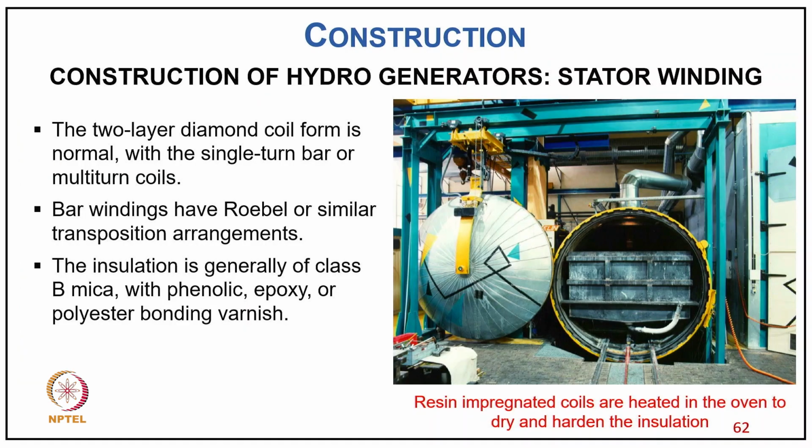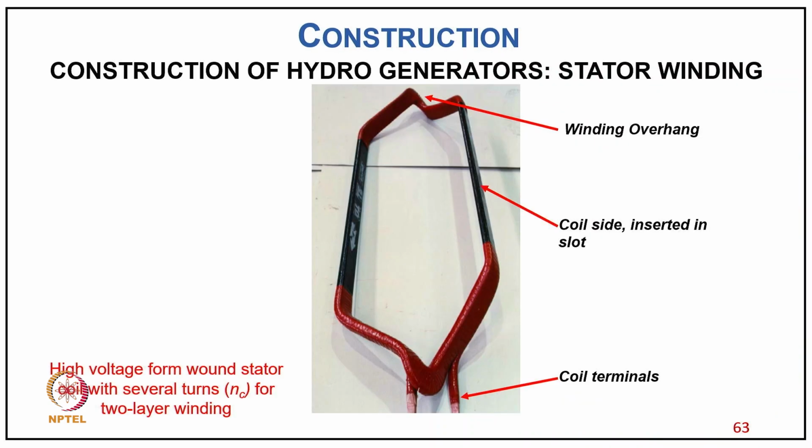Typically the 2-layer diamond coil form is normal with the single bar or multi-turn coil. Bar winding has a Roebel or similar transposition arrangement, and the insulation is generally of class B mica with epoxy or polyester bond varnish, as you can see in the photograph. So you can see how a stator winding looks with the winding overhang, the coil side inserted normally in the slot, and then the coil terminal.